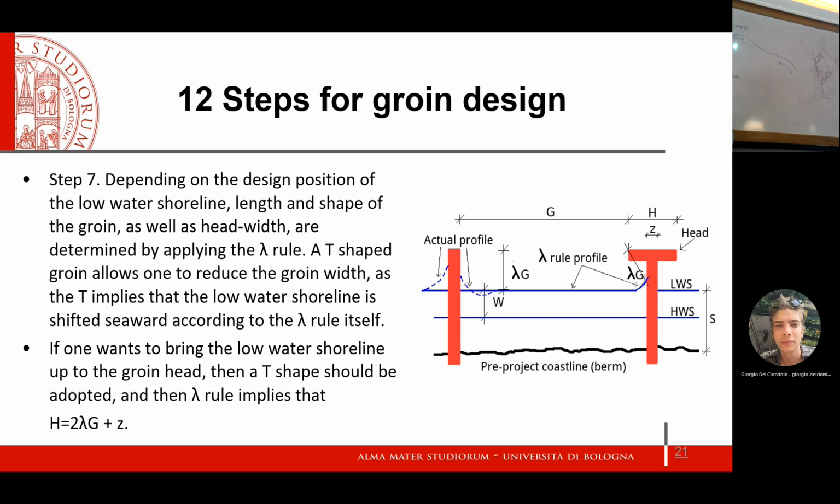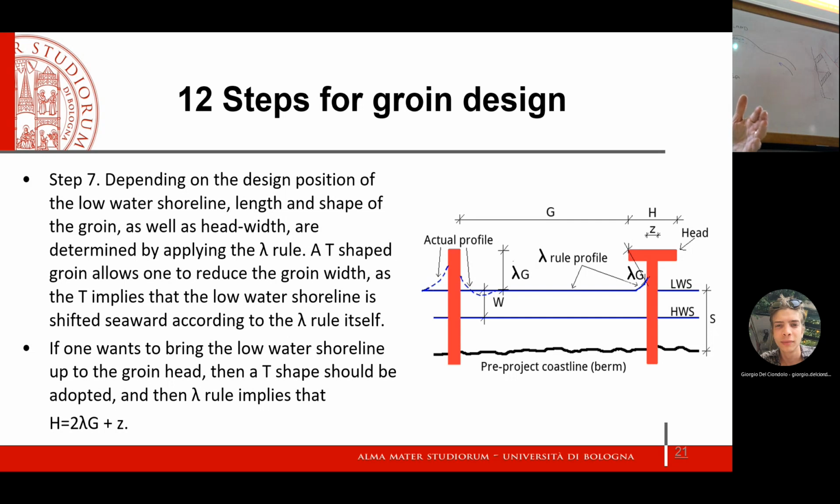So basically, if you put it in a different way, if you bring z on the left-hand side, you obtain H minus z divided by 2 is equal to lambda g, which is indeed what we are imposing here. H is the total length of the head of the groin. If you subtract z and divide by 2, you obtain the length of the semi-head measured from the body of the groin to the extreme of the T.